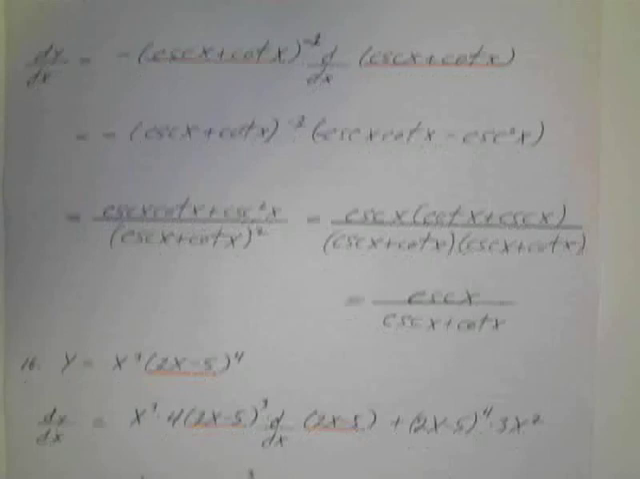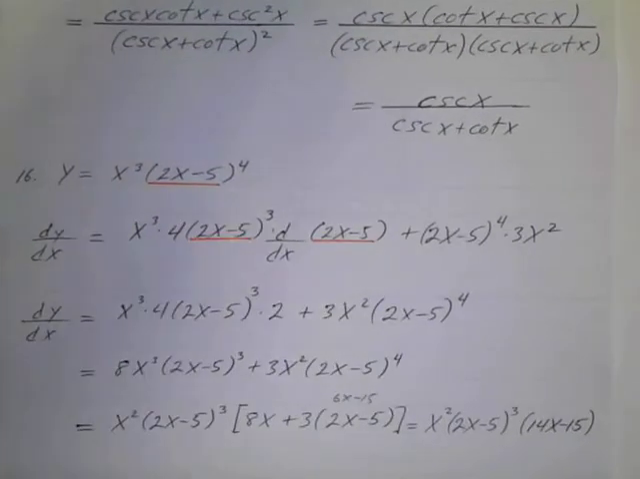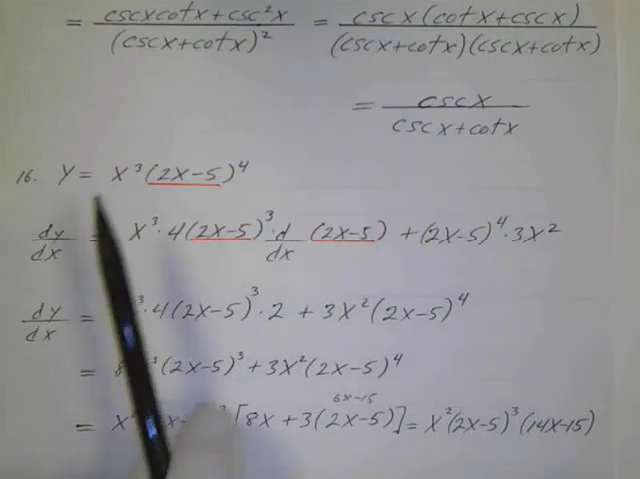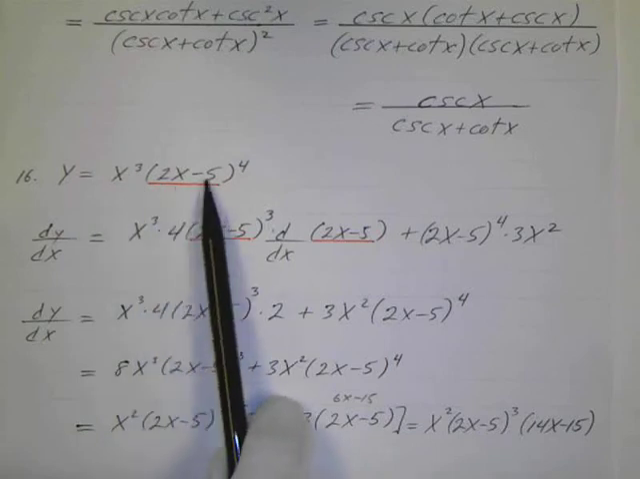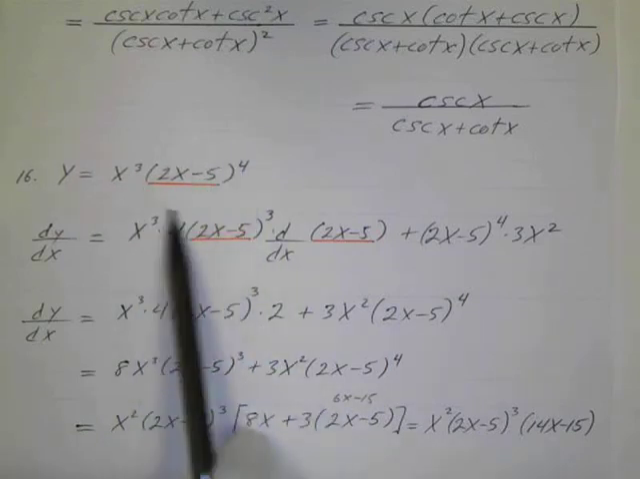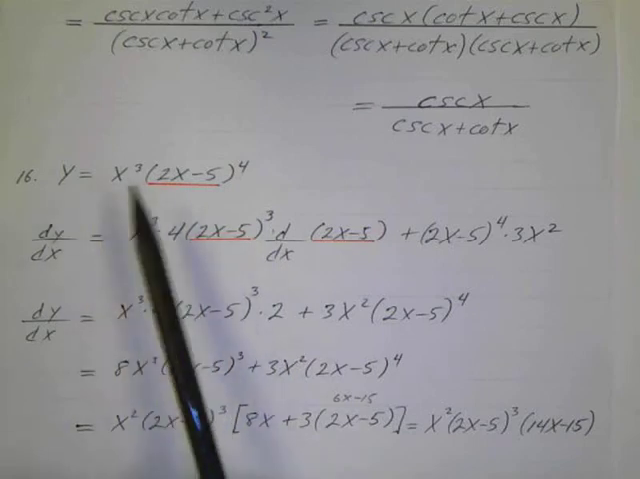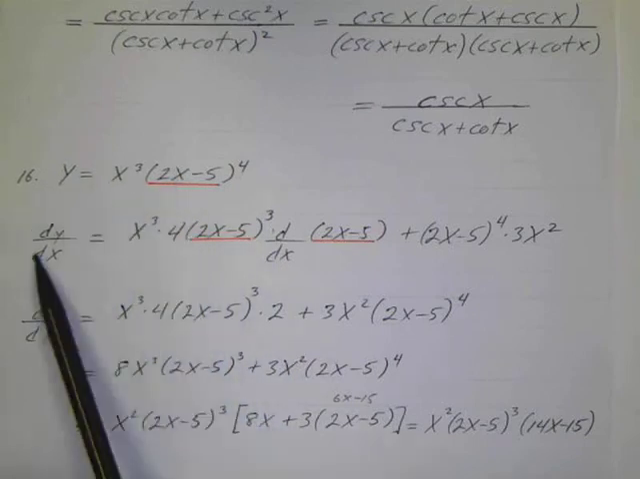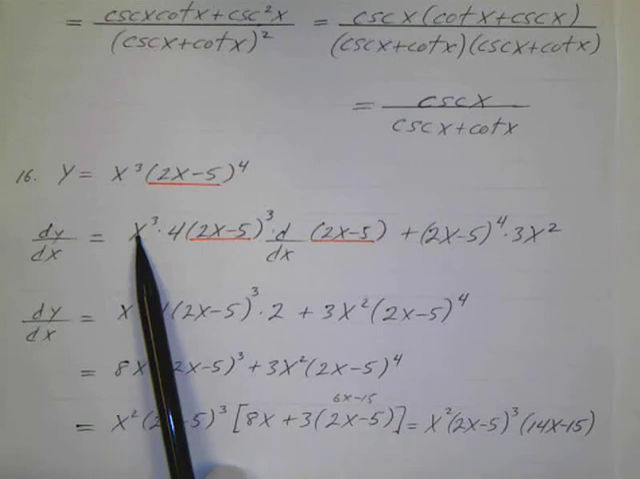Okay, let's take a look at number 16. And here's number 16. Now we have these two functions, x cubed, and then we got 2x minus 5 to the 4th. This is where we're going to apply the chain rule because we got something to the 4th, which is just not x. But in order to take the derivative of this, dy dx, we're going to have to use the product rule, so that's going to be the first times the derivative of the second.